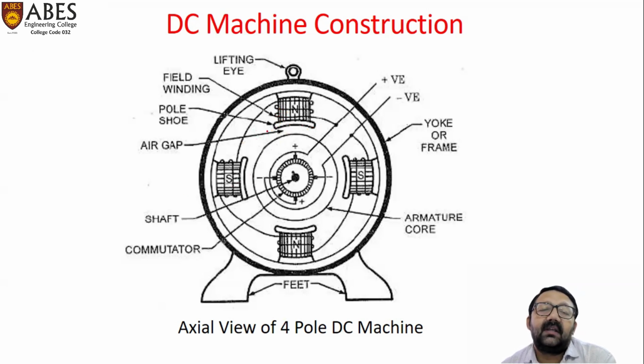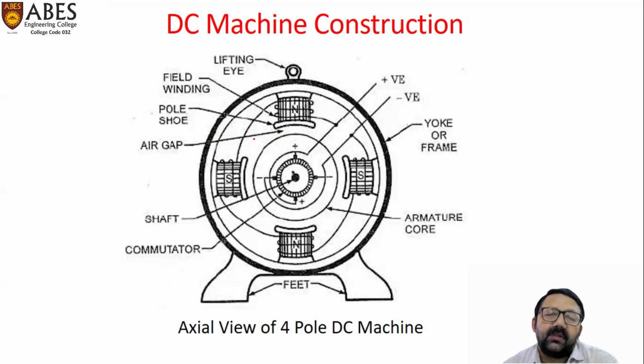One more thing, by extending these field poles in the form of pole shoes, we can maintain a uniform distribution of flux in the air gap. If these field poles are not extended, then the problem arises that flux will concentrate only along the polar axis. And as we move away from this polar axis, the density of the flux starts decreasing. So in order to get uniform flux distribution, this extension of field poles in the form of pole shoe is necessary.